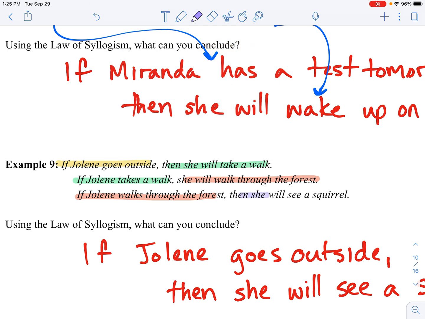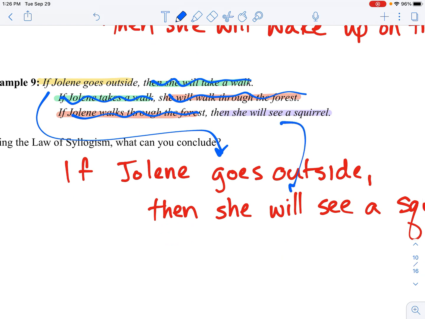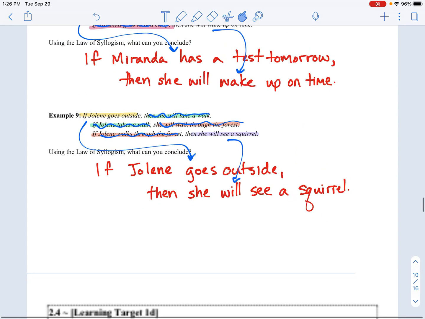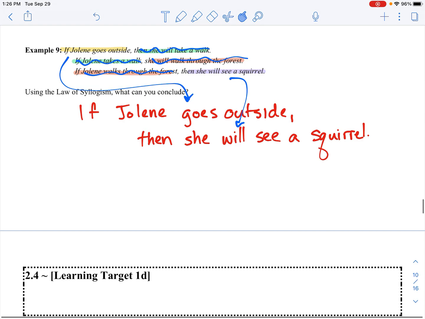All right. By law of syllogism, what can we conclude? All right, so we basically say this part and this part get rid of each other, and then this part and this part get rid of each other. So we are left with, if Jolene goes outside, then she will see a squirrel. Okay, there we are. Have fun.